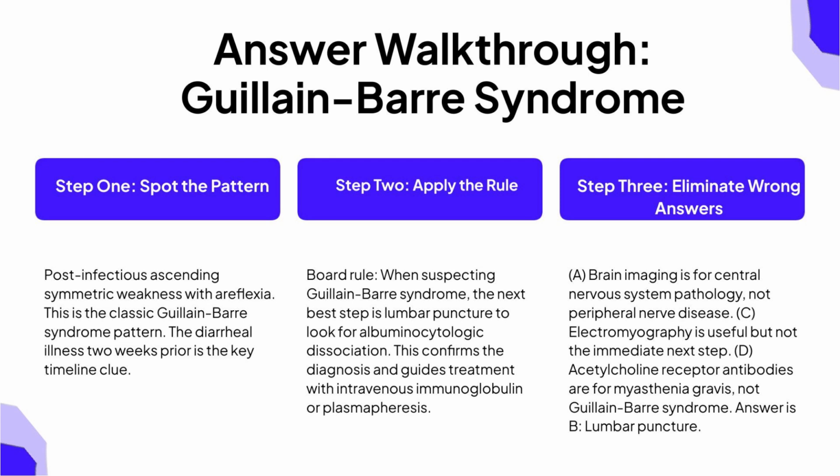Step 3, eliminate wrong answers. Brain imaging is for central nervous system pathology, and this is a peripheral nerve disease. Electromyography is helpful, but it is not the immediate next step. Acetylcholine receptor antibodies are for myasthenia gravis, not Guillain-Barré syndrome. The correct answer is B, lumbar puncture.